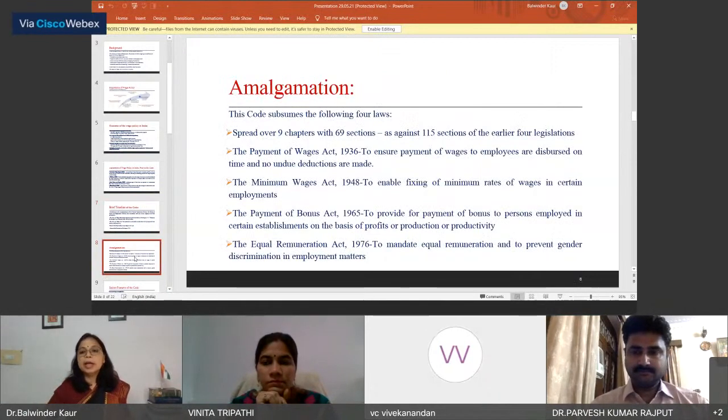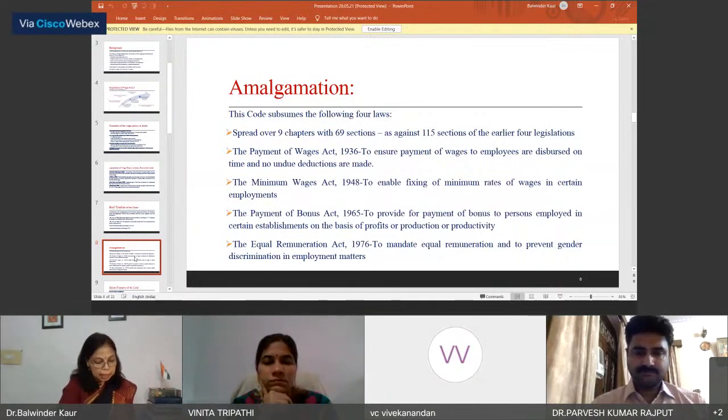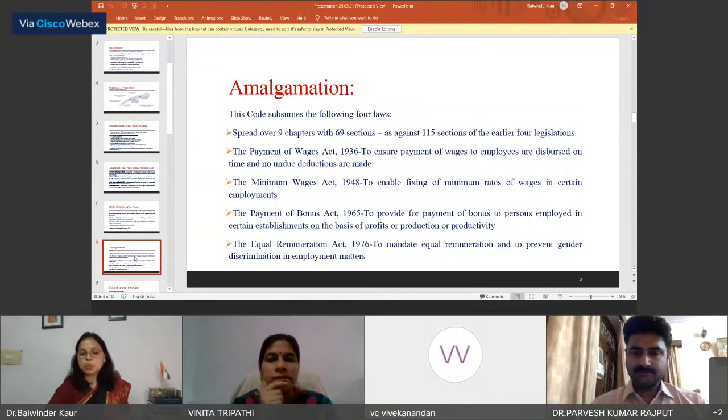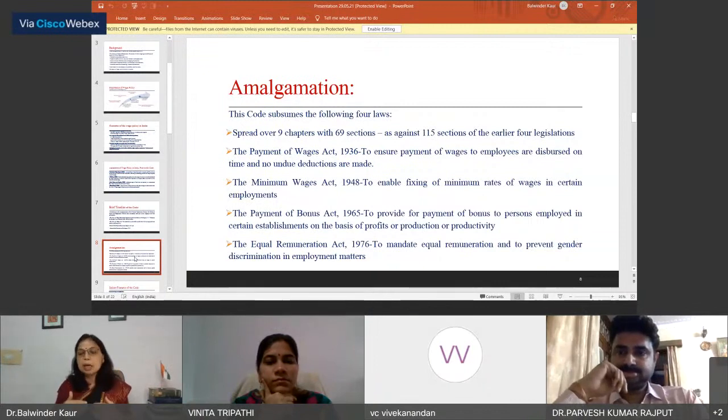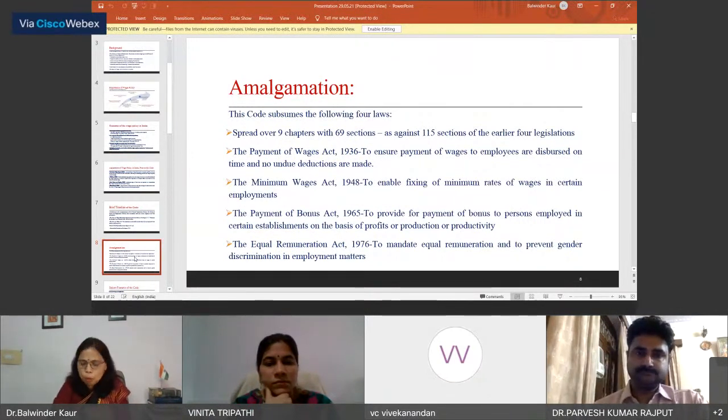As I discussed earlier, not all the provisions of the Code on Wages 2019 were notified. Only limited provisions were notified by the government. Then, as I've discussed earlier, there were three legislations in India which used to regulate wages: the Minimum Wages Act, the Payment of Wages Act, and the Payment of Bonus Act. So this Code on Wages 2019 subsumes the following four laws.